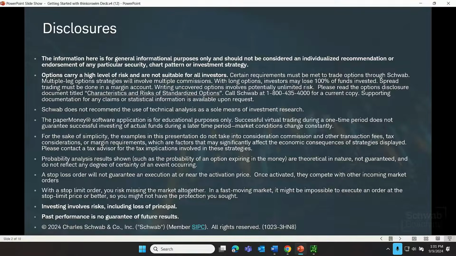So as we do that, of course, first thing we need to do is pause to consider the risks associated with trading or investing. This is important information, so please do bear it in mind. The information here is for general informational purposes only and should not be considered an individualized recommendation or endorsement of any particular security, chart pattern, or investment strategy. Schwab does not recommend the use of technical analysis as a sole means of investment research, and investing involves risks, including loss of principal.